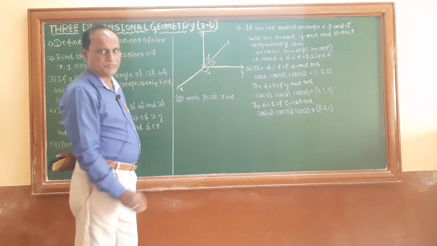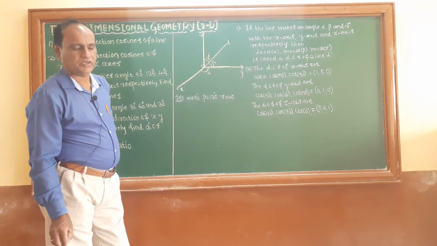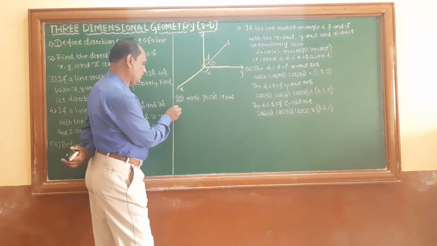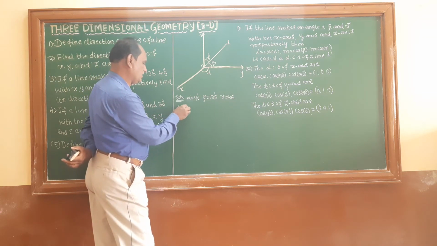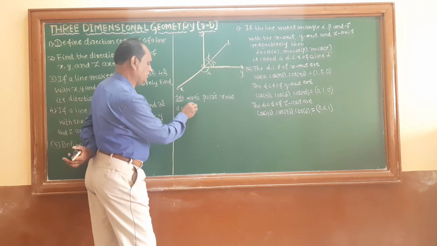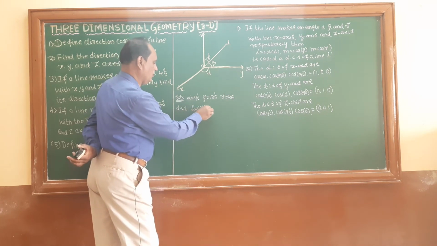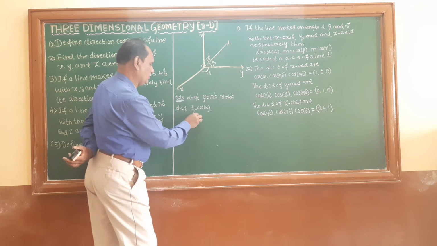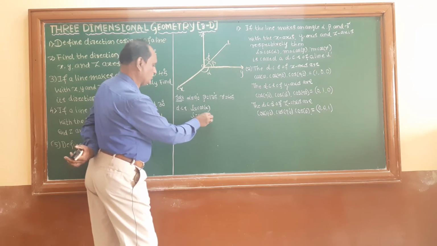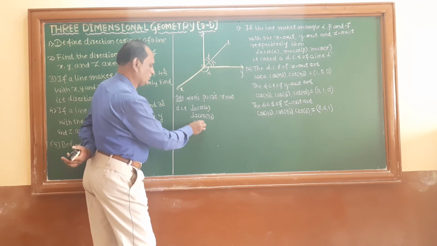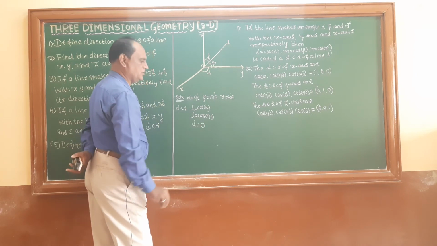Angles alpha, beta and gamma are given, so I will write them. We know that direction cosines, that is DCs, by definition: L is equal to cos alpha. It means L is equal to cos 90 degree. So L is equal to cos 90, that is 0.